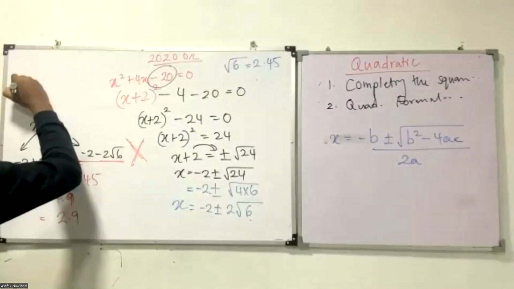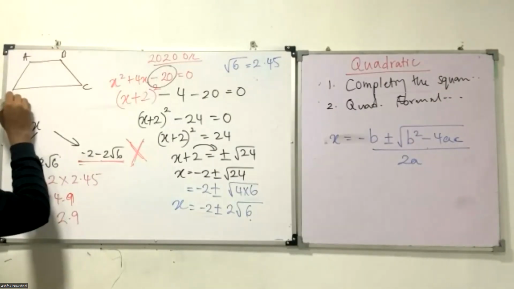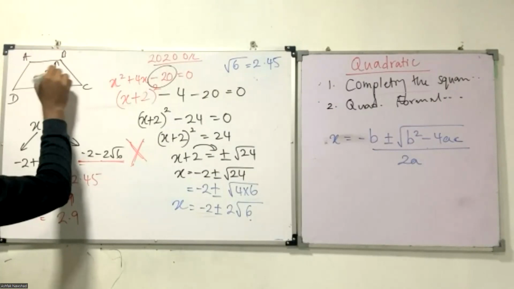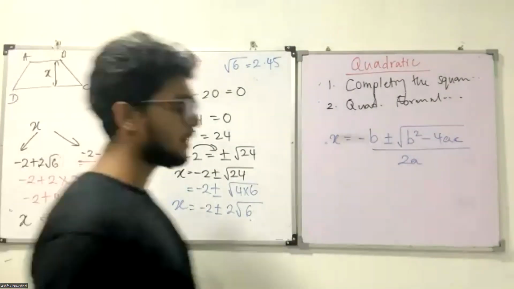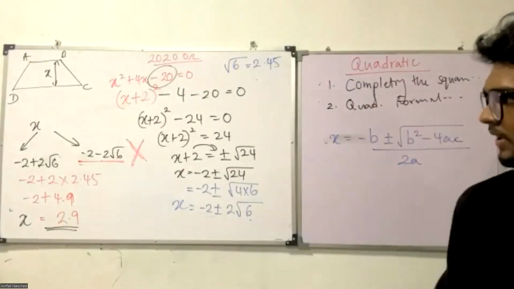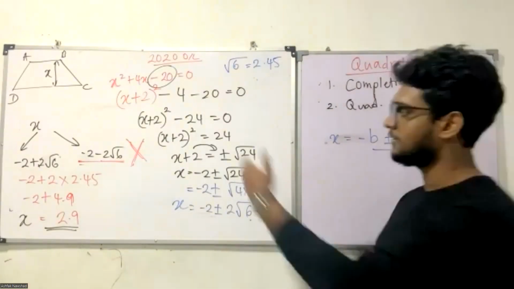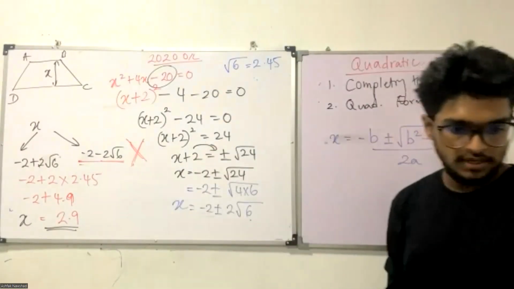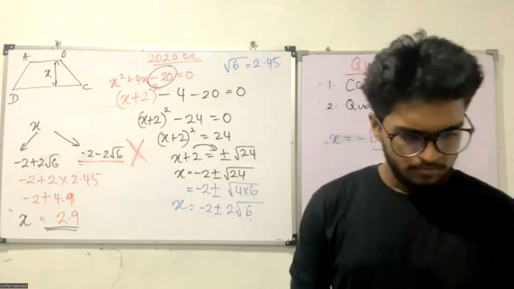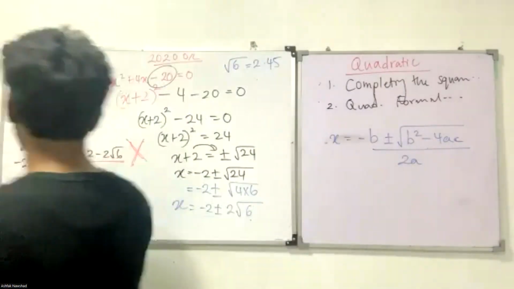Let me draw the trapezium again. A, B, C, D. This is the value of x. We have found the perpendicular height. This is clear. This must be clear if this is clear. Right? Just simplifications, additions and subtractions. Good. So we got the x value.